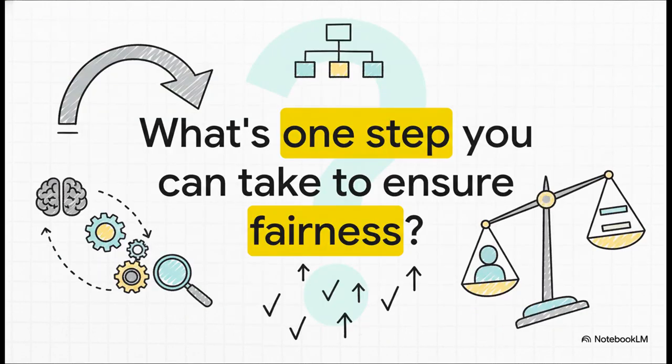And that leaves us with one final thought. Now that you've seen the whole cycle of checking for bias, from the data to deployment and all the way back again, what's one step, maybe it's big, maybe it's small, that you can take to champion fairness in the systems that you build, that you use, or that you oversee?